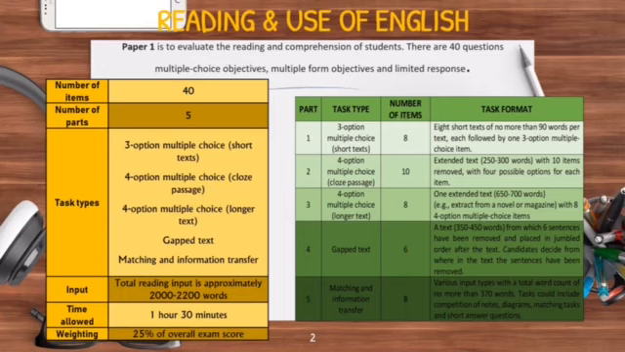Part 1, 3-option multiple choice, short text. Part 2, 4-option multiple choice, closed passage. Part 3, 4-option multiple choice, longer text. Part 4, gap text. And Part 5, matching and information transfer. Time allocation for this paper is 1 hour 30 minutes. The weighting for the paper is 25% of the overall exam score.